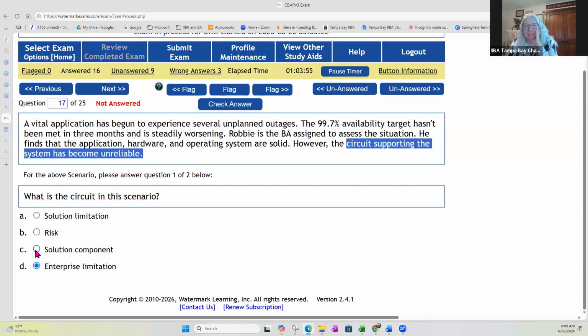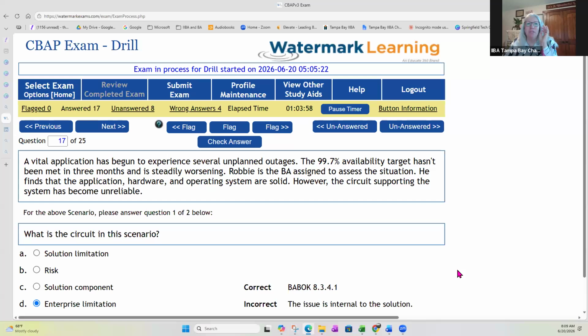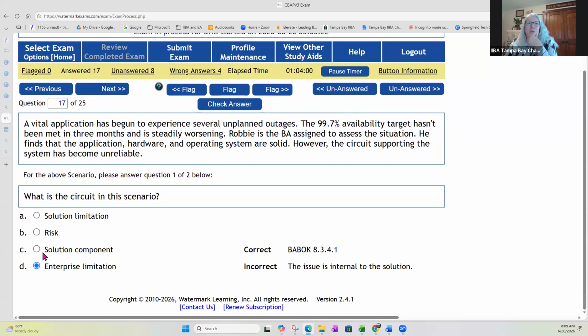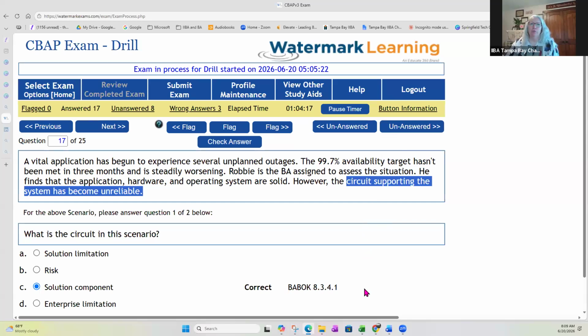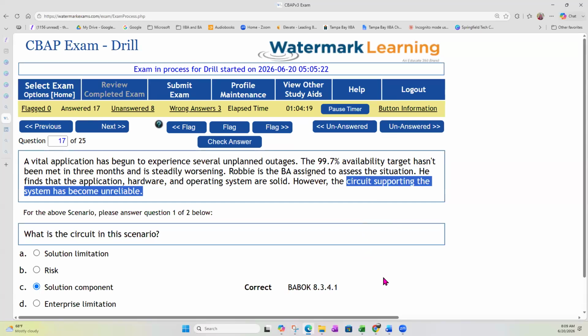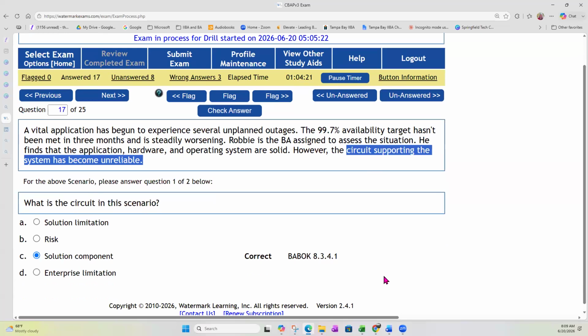Okay, I'm going to test D just because y'all are all answering totally separate things. So solution component is correct. The issue is internal to the solution, so I misled you there, and that's totally on me. I'm going to give y'all credit for it. The circuit supporting the system, in my mind, this means it's external to the solution, but apparently it's internal to the solution.